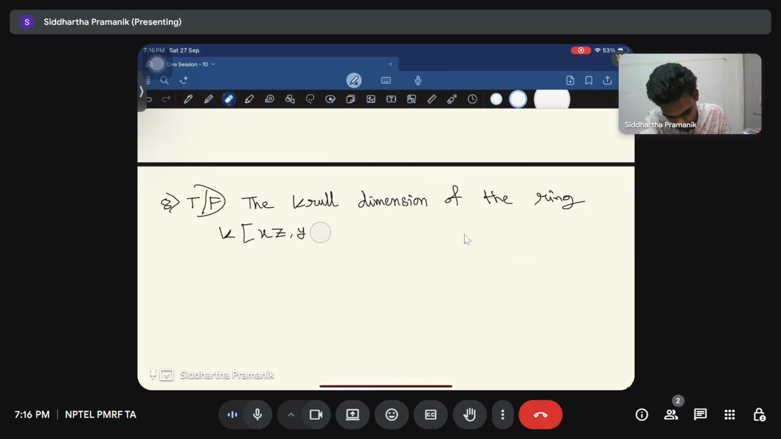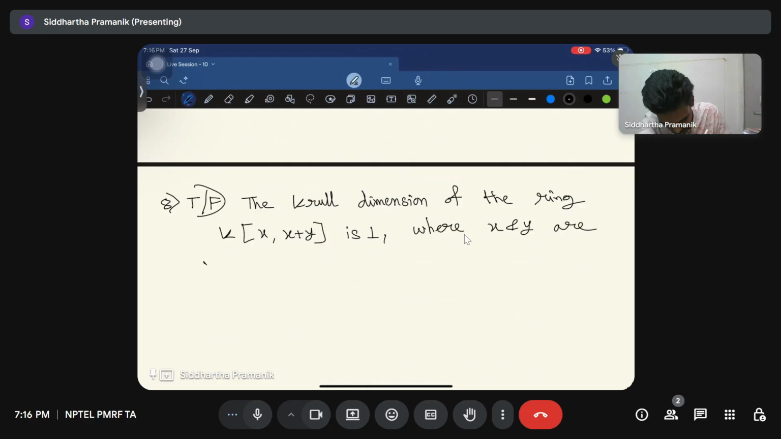Not this one. Okay, let's take an easier one. So K[x, x plus y] is 1. What will be the Krull dimension of this ring K[x, x plus y]? Okay, I need to be more specific. Where x and y are indeterminates over K, or variables over K.